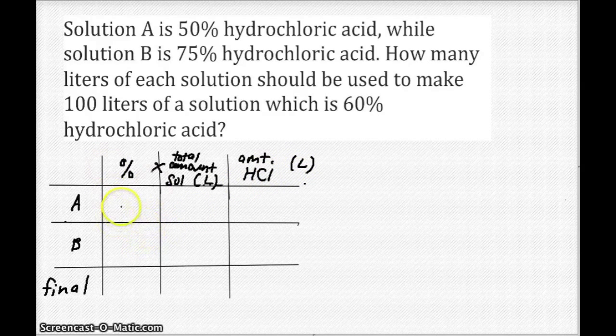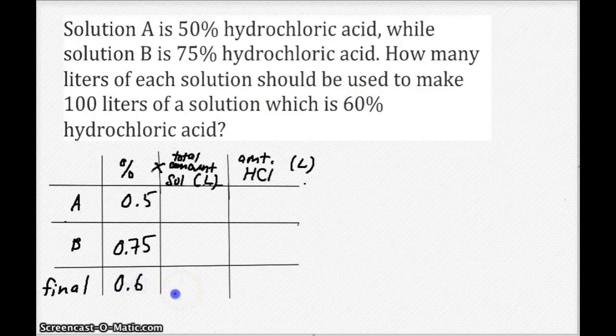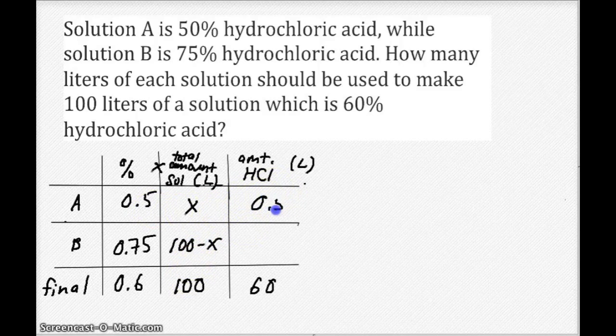So for solution A, the percentage is 0.5, and the second one is 0.75. It says to make 100 liters of a solution which is 60%, so 60% of 100 liters. We multiply this out and we get 60. Then we don't know the total amount of A we're going to mix with B, so we label that x. Since the total amount of solution has to be 100, B has to be 100 minus x. Then we multiply these numbers out, 0.5x and 0.75 times 100 minus x.